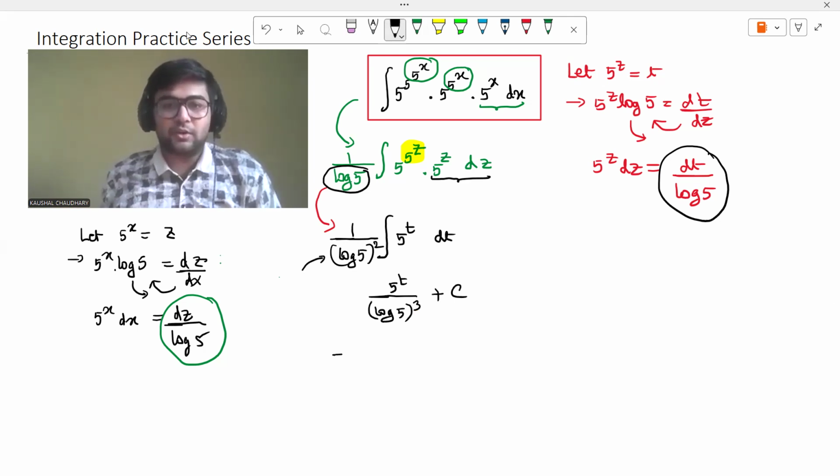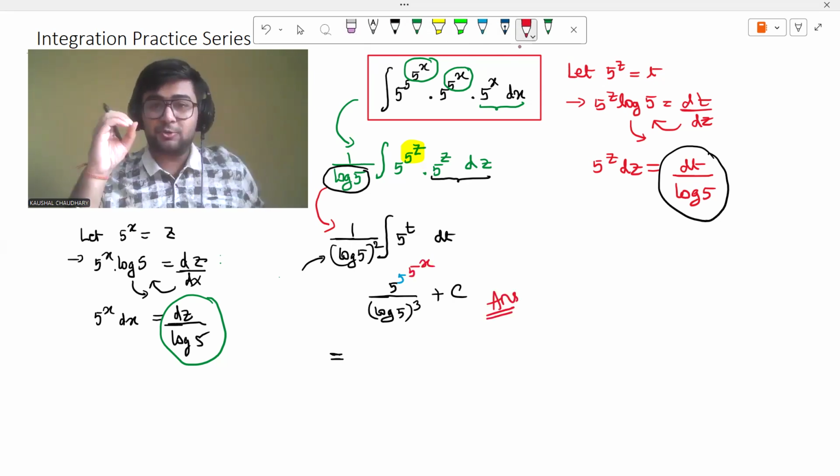Okay. And so resubstituting back the value of t over here. What was t? t was 5 to the power z. So I will write 5 to the power z over here. And what was z? z was 5 to the power x. So I will write z as 5 to the power x over here.